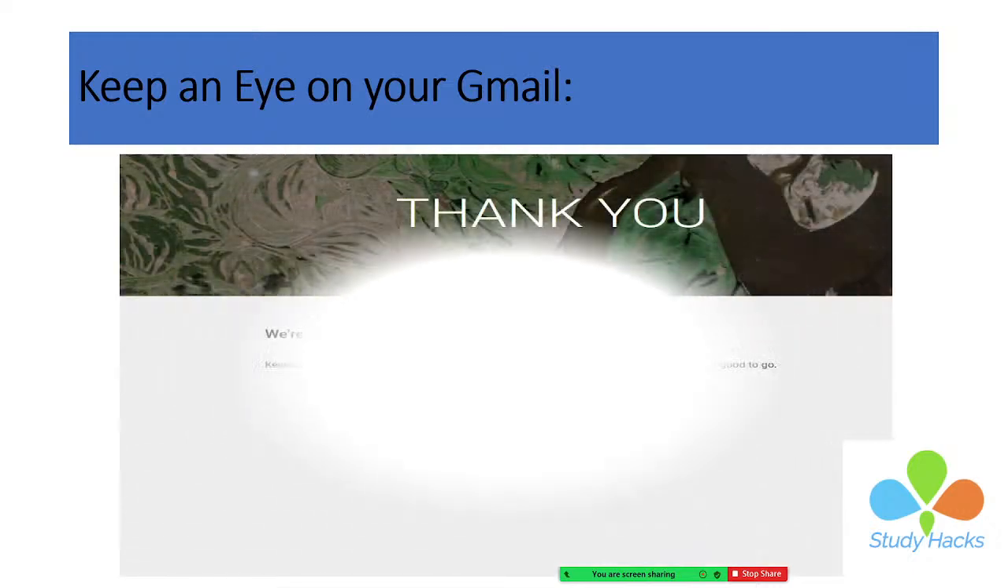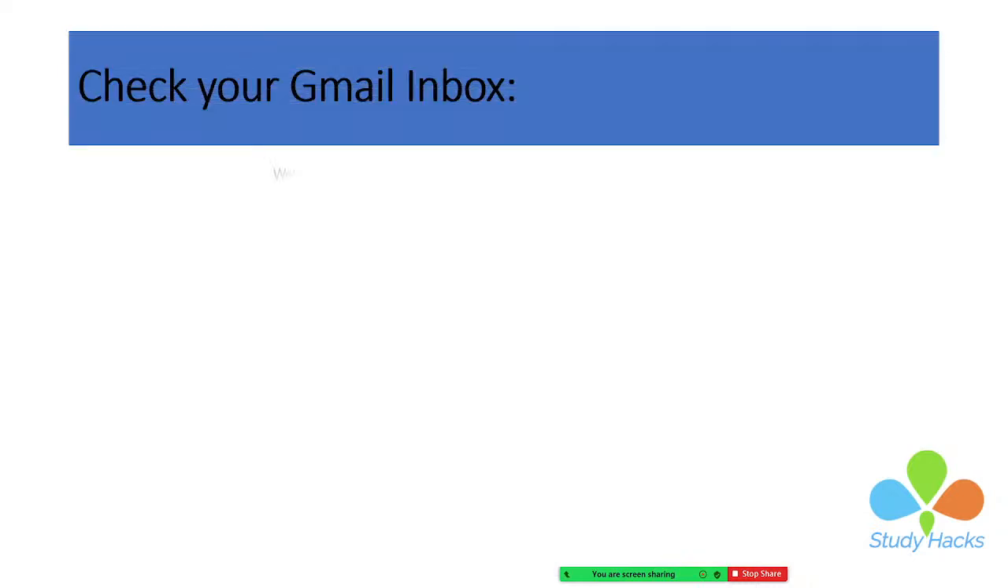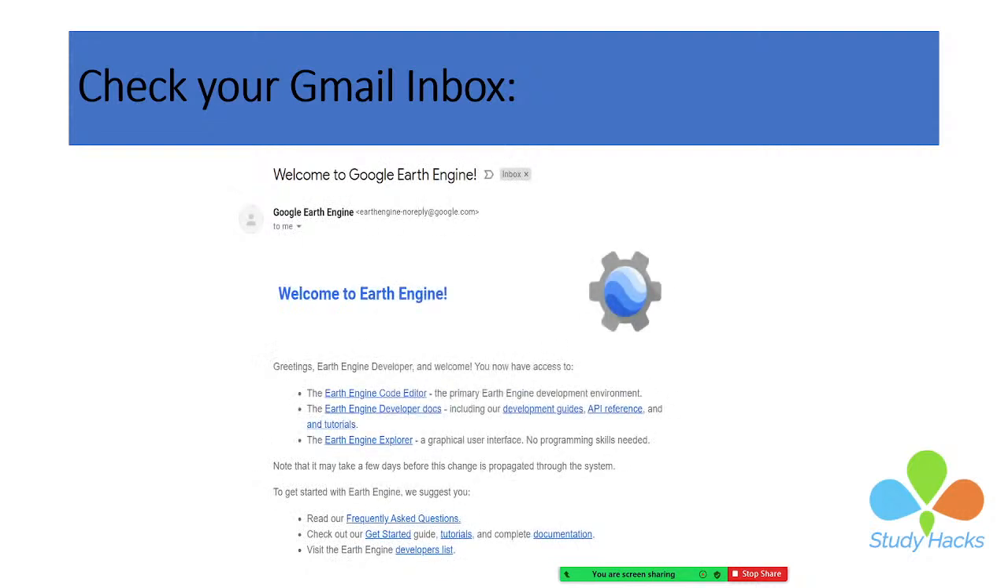When you click submit, you will get a notification in the email you used, so check your email. Simply go to your Gmail inbox and you will get an email like this. Now you can easily access the code editor. Here you can see the Earth Engine code editor. You can simply click on it.